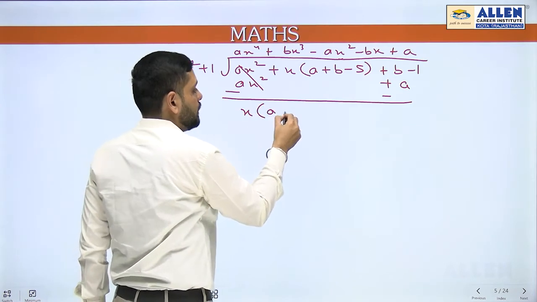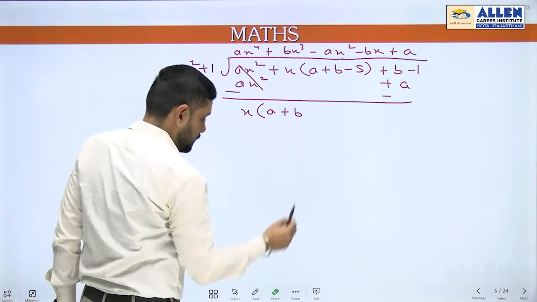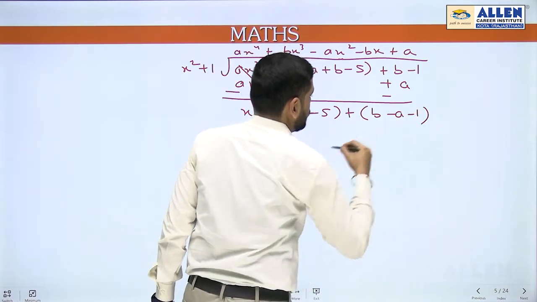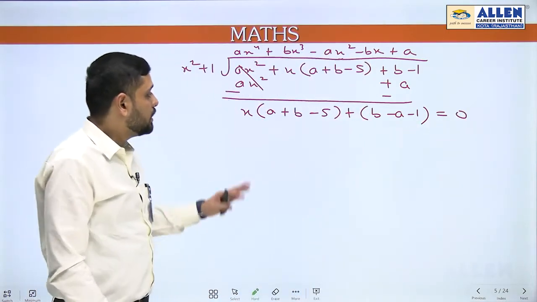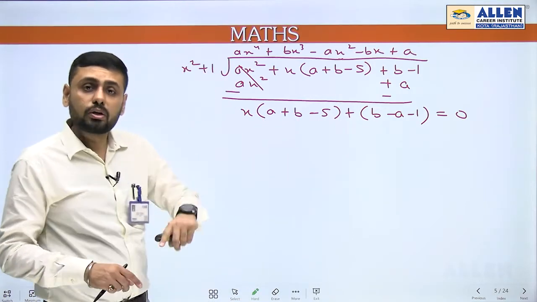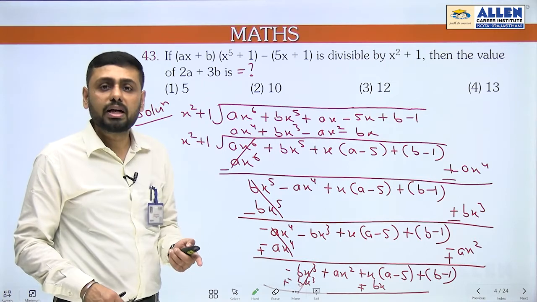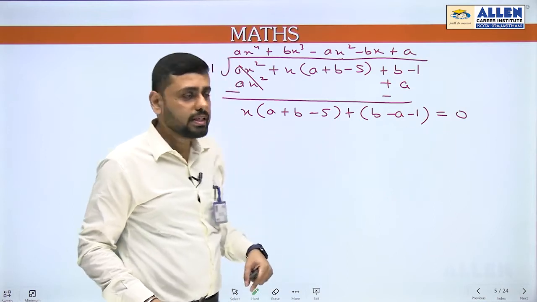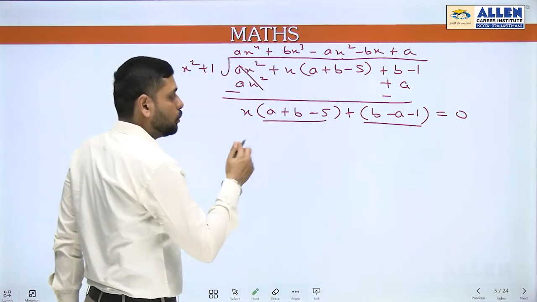We'll take x here and write (a + b - 5), and plus here we'll get (b - a - 1). So now this will be our remainder. Now we take this remainder equal to 0, because after this we cannot further divide it. According to the question, when dividing this dividend by x² + 1, we definitely need the remainder to be 0. So whatever our remainder is, we take it equal to 0, which means the coefficient of x as well as the constant term both will be equal to 0.